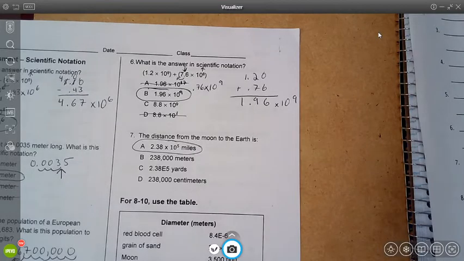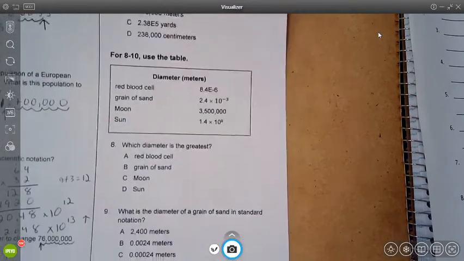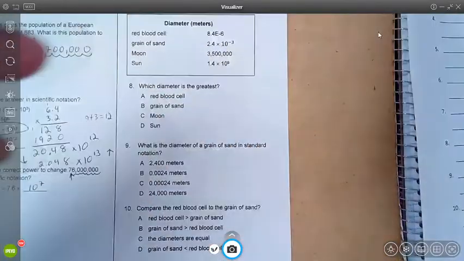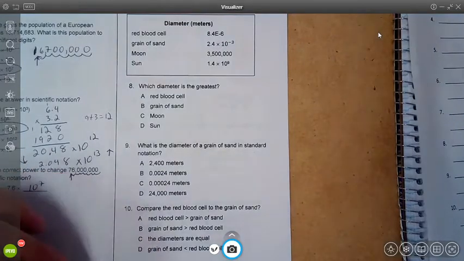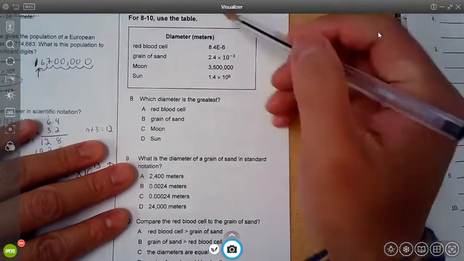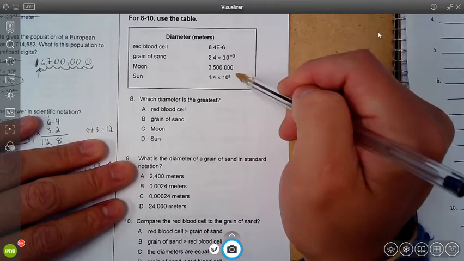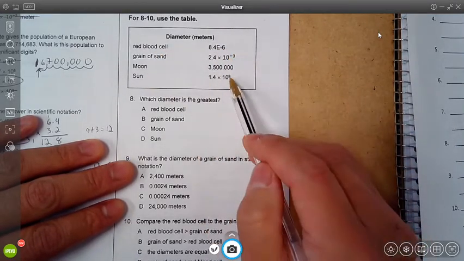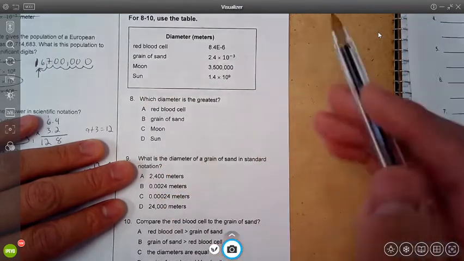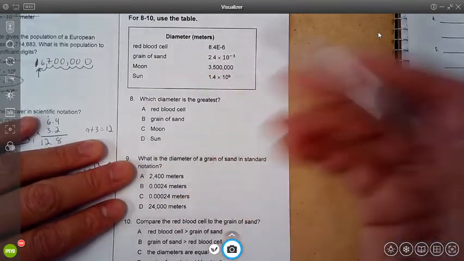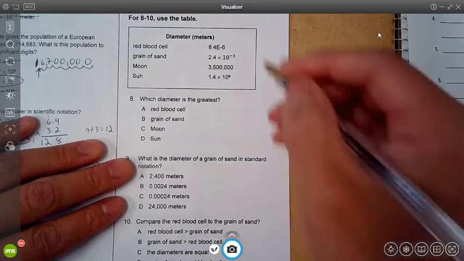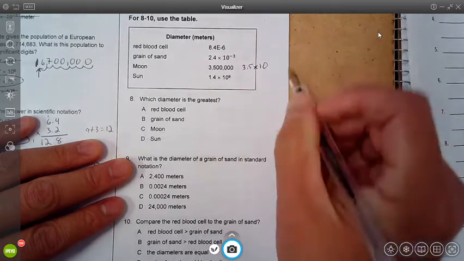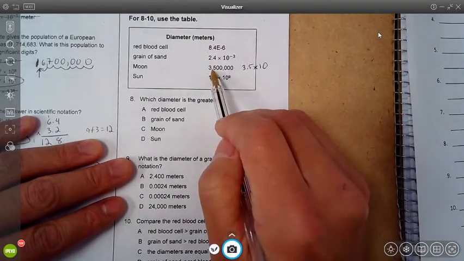Okay, number 8 through 10, we're using this chart that's given to us. So let's go ahead. All of these numbers here in the chart, okay, have exponents written. -6 is the exponent for red blood cells, -3 for a grain of sand, a +9 for the sun. Let's go ahead and change the moon to scientific notation so we have an exponent to read. So this would be 3.5 times 10 to the, if I put the decimal between the 3 and the 5, it starts at the end.